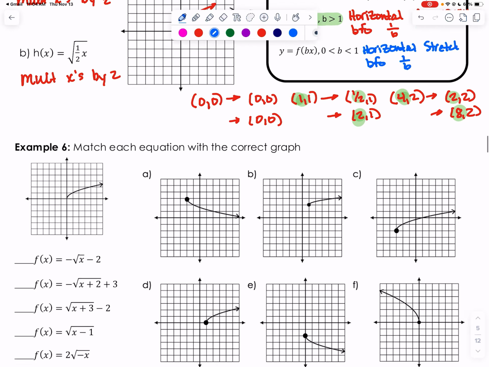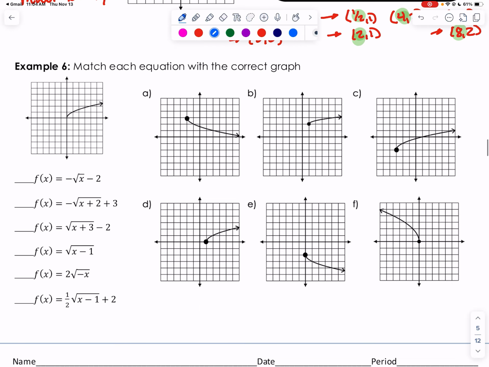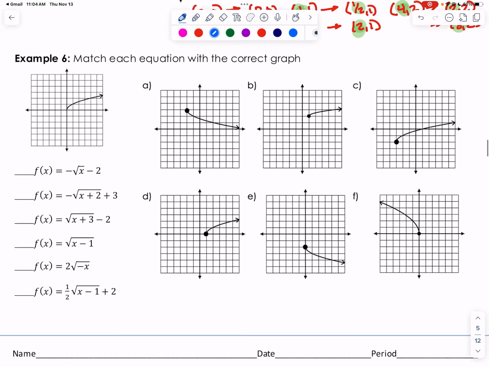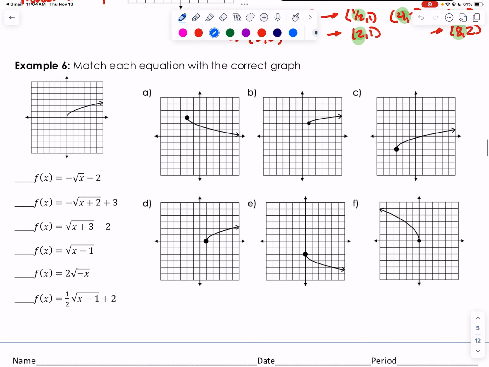All right, example 6. Match each equation with the correct graph. So the goal here is not to graph these on your calculator and then match them up. The goal is to look at the equation and ask yourself, how is the graph shifting? So in the first one, f of x equals negative square root of x minus 2. What I know because of this negative is it's going to open down.